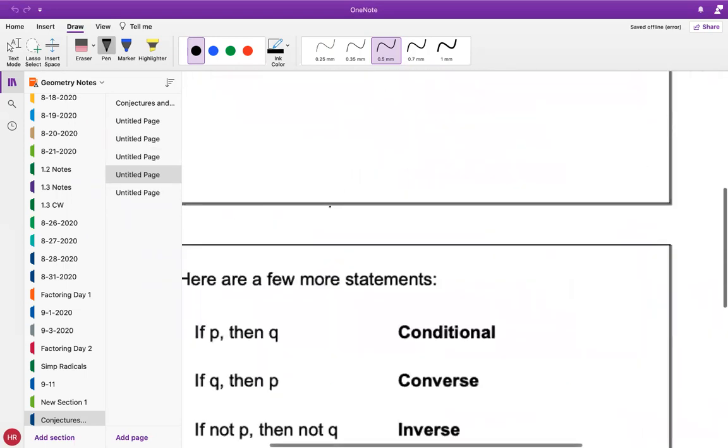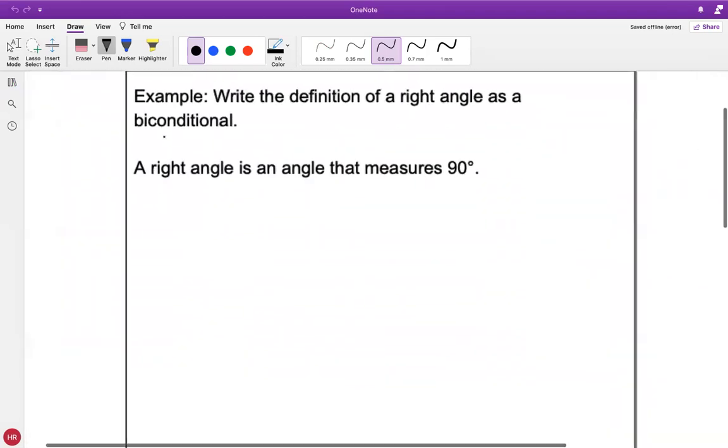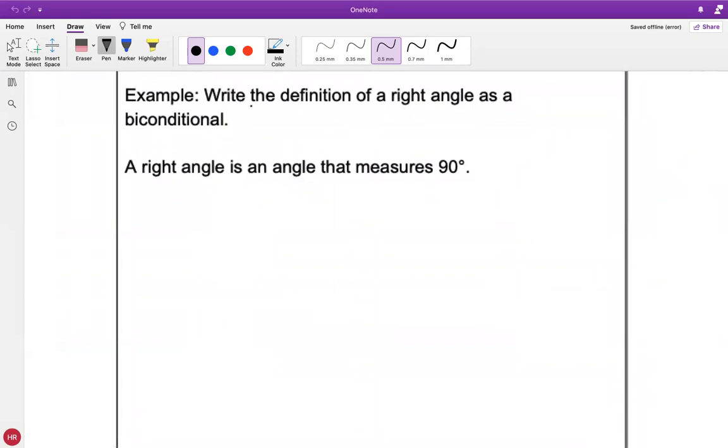So we'll probably have an example or two here. Here you go. Here's a biconditional. It says write the definition of a right angle, which is what this is. A right angle is an angle that measures 90 degrees. We know them from pictures. They look like this. This is a right angle. They always measure 90. This is a definition.